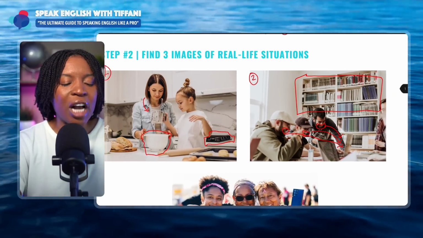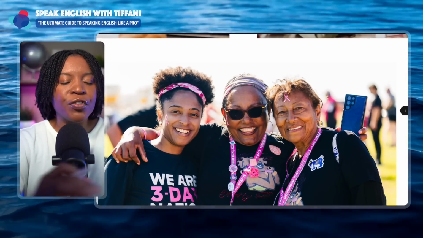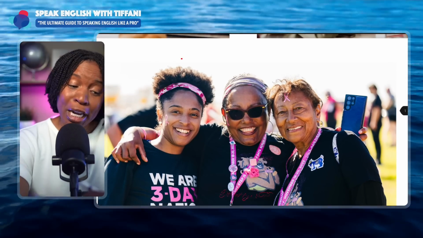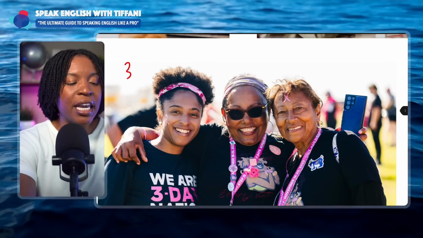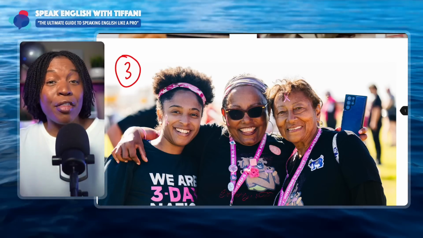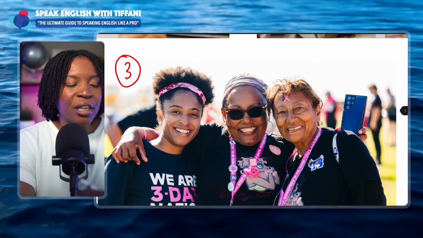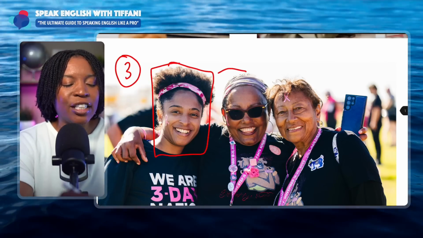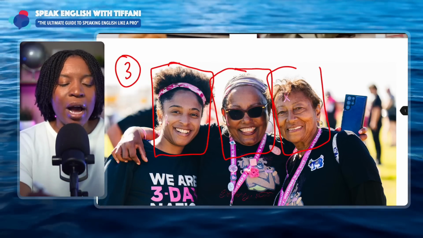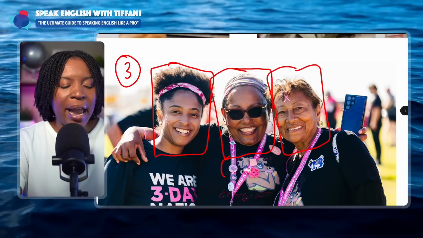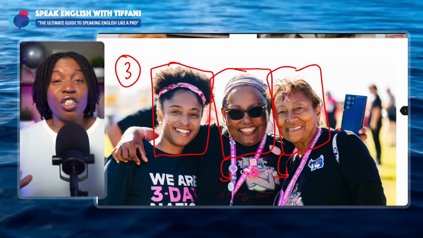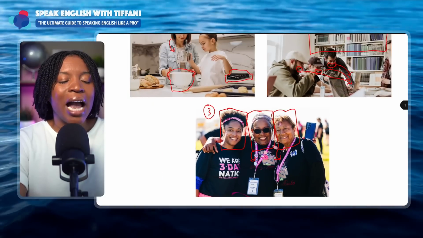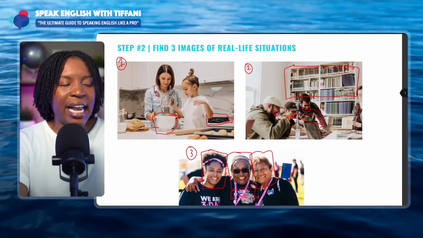And the third image I chose is an image of 3 women. It honestly looks like 3 women that might be related. Maybe a grandmother, a mother, and a daughter. But these 3 women look like they just finished running, right? Maybe they ran a marathon for breast cancer, but this is an image of 3 women. So I have selected my 3 images.